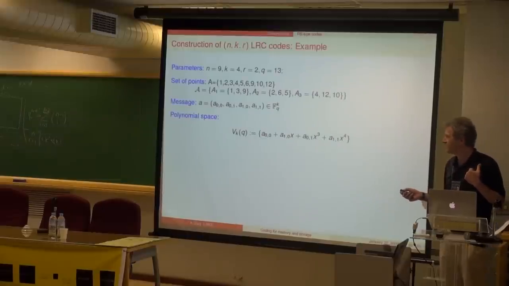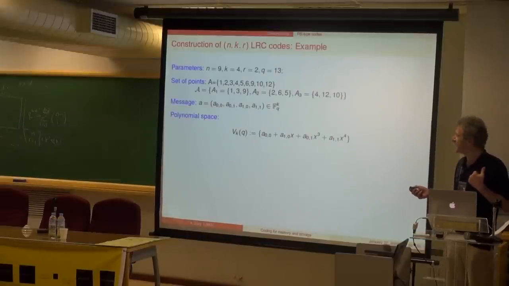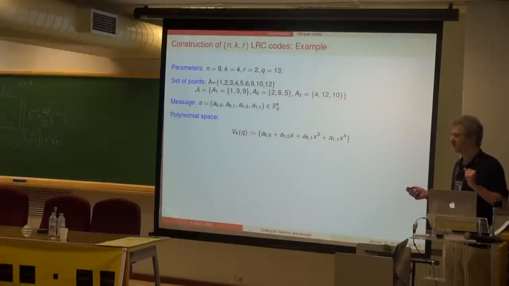Let us consider this example. Let's say the length is 9, dimension 4, locality 2. So I should be able to recover a symbol by accessing just 2 symbols in the encoding, not 4 symbols. Let us take the following set of points, 1, 2, 3, 4, 5, 6, 7 is missing, 8 is missing, 11 is missing. Why? Well, we'll see later why. So my code will have length 9. Let us partition it into 3 subsets.